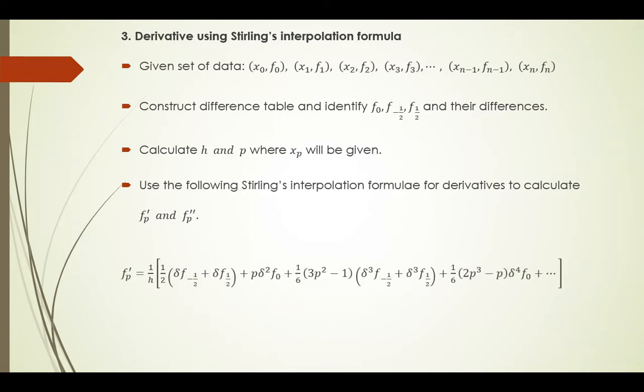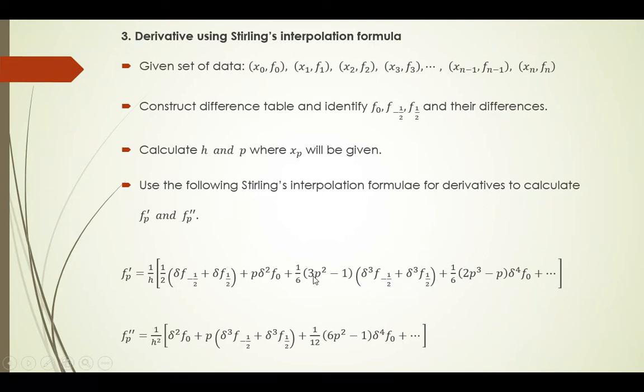This first derivative is obtained by differentiating Stirling's formula in the previous chapter with respect to p to get 1 by h into this whole function. Second derivative, you need to differentiate this first derivative with respect to p, and 1 by h will be increased. There is no p here, so derivative of this factor is 0. Derivative of this term with respect to p, derivative of p is 1, so that is sigma square f naught.